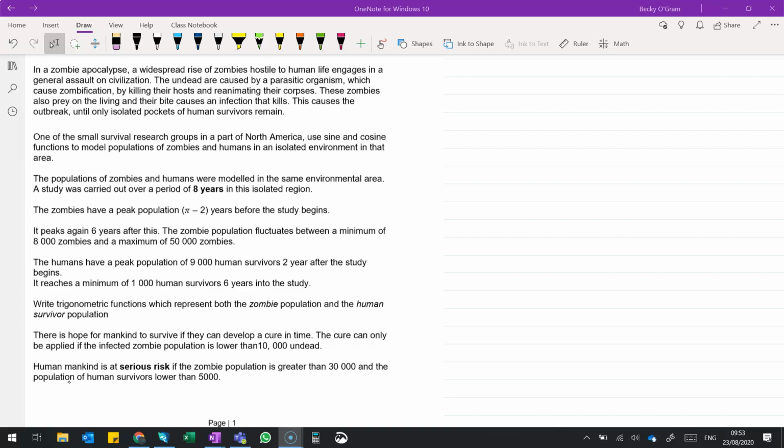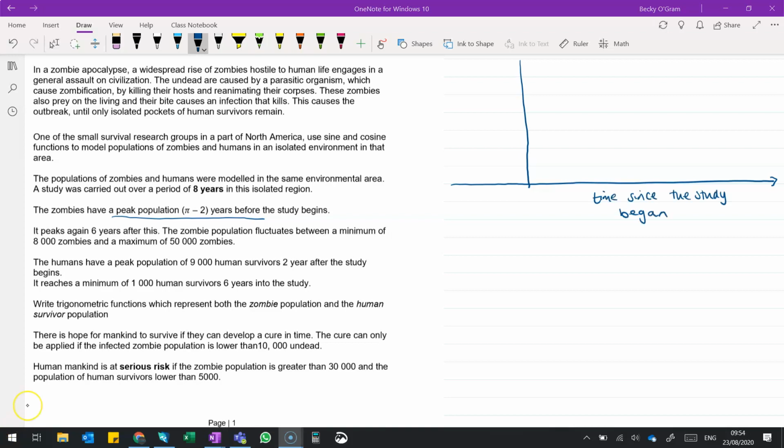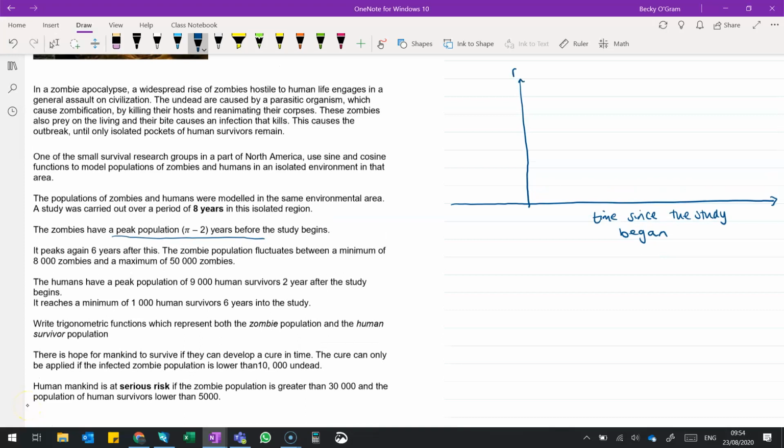So we'll do the zombies first. And the information we've got on them actually refers to their peak being before the study begins. So when we do our scale, we need to actually go a little bit before the start of our study. So this is time since study began versus our population.